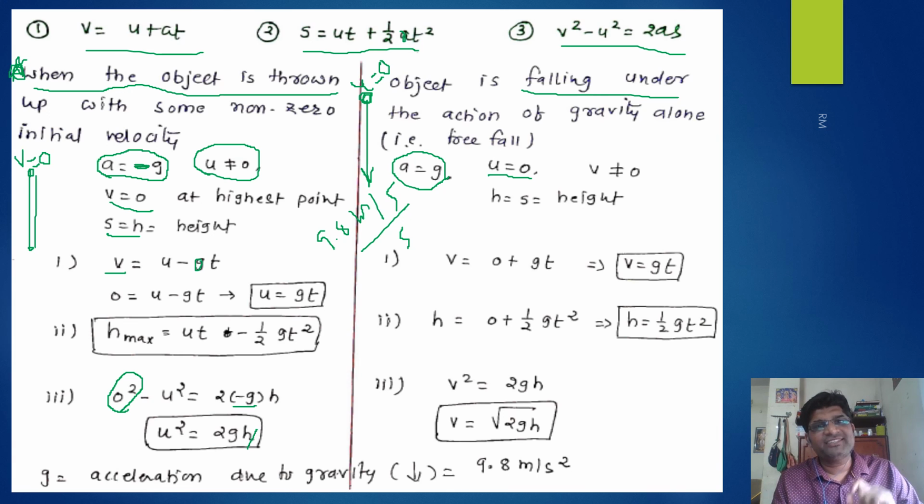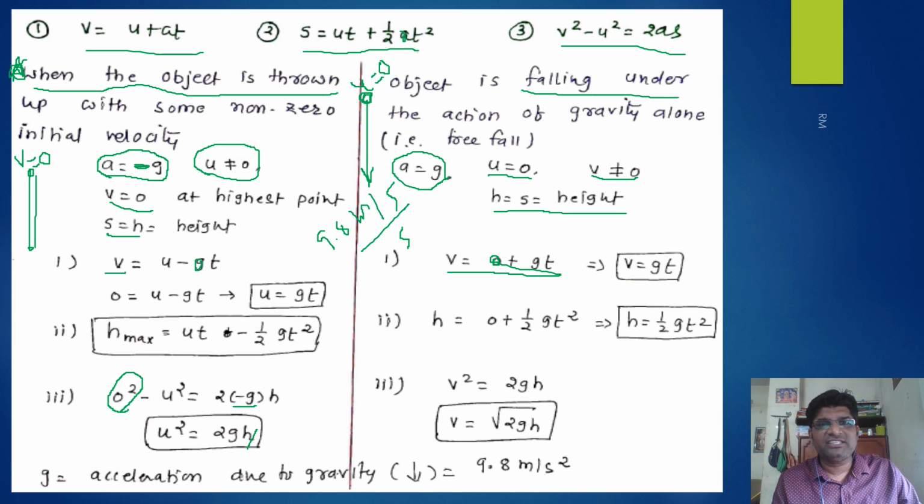Now since the speed is increasing, the motion is speeding up and the acceleration is positive. That's why we are replacing a by positive g. And the v, after falling on the floor, on the earth, will definitely be 0, but before that the final velocity was not equal to 0. And h is equal to s, that is the height. So s is replaced by the height of the object. The first equation takes the form v is equal to 0 plus gt. You have kept initial velocity u equal to 0.